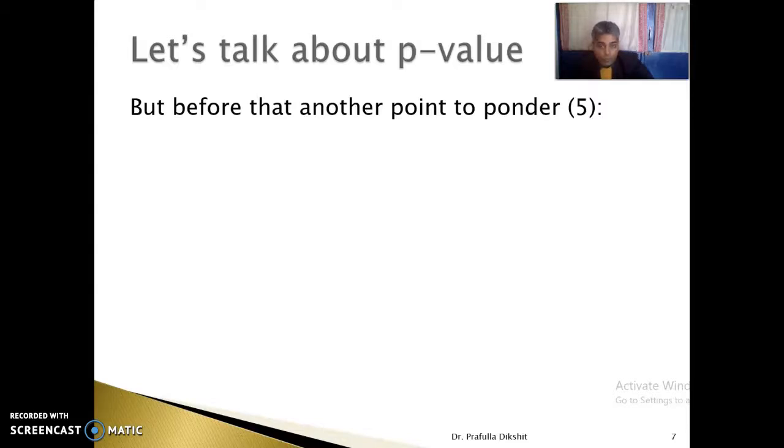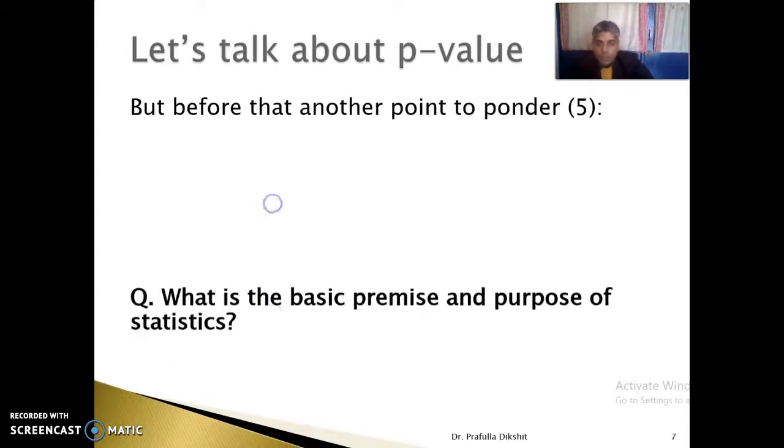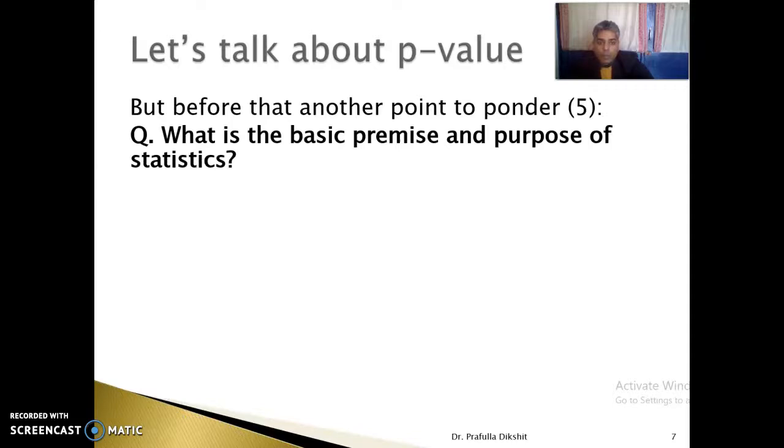So before we move ahead, there's another point to ponder, and that is, what is the basic premise and the purpose of statistics? Oh, so you might be thinking I've thrown you back in terms of understanding level of statistics, and this is very basic. This is very rudimentary. But friends, if we get the basics right, I think everything else works on its own, right? Everything falls into place if the basics are correct. So, what is the basic premise and purpose of statistics?